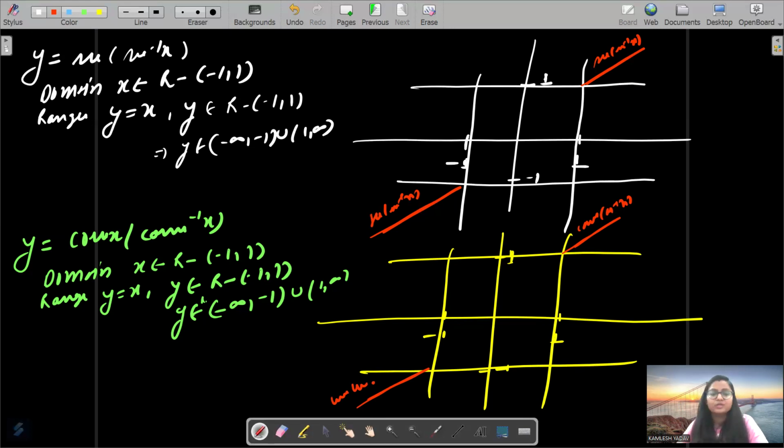To summarize for today's class, we saw the graphs of inverse trigonometric functions and solved some questions related to trigonometric functions. Actually, we have discussed in the class the graphs and their domain and range. Okay. Thank you.